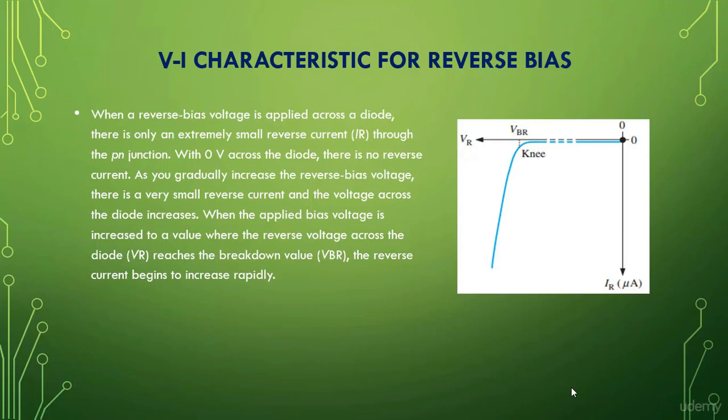As you gradually increase the reverse bias voltage, there is very small reverse current, and the voltage across the diode increases. When the applied bias voltage is increased to a value where the reverse voltage across the diode reaches the breakdown voltage, in this figure this is the breakdown value of the voltage, and this point is called the knee voltage or breakdown voltage. At this point, the reverse current begins to increase rapidly. You can see in the negative y-axis the current increases, and the reverse current is in microamperes.